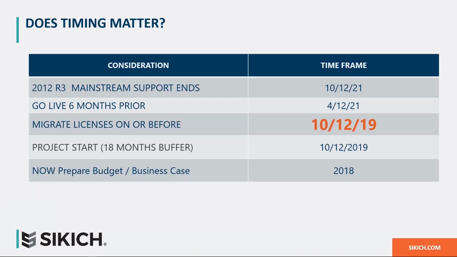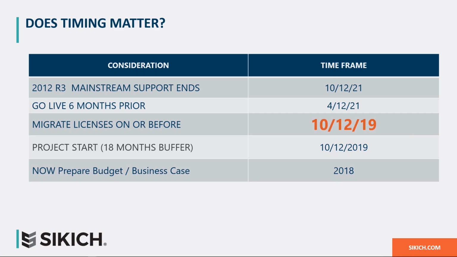So we talked about mainstream support ending 2021. And I want to share this. It's like a sample project plan working backwards. And I've got a key date in there. And I'll talk to you about why that date is important shortly. But what I've given you is sort of like, all right, I want to be live before mainstream support ends. We should go live at least 6 months before that. But there is a big licensing date, October 12, 2019, that we want to talk about.